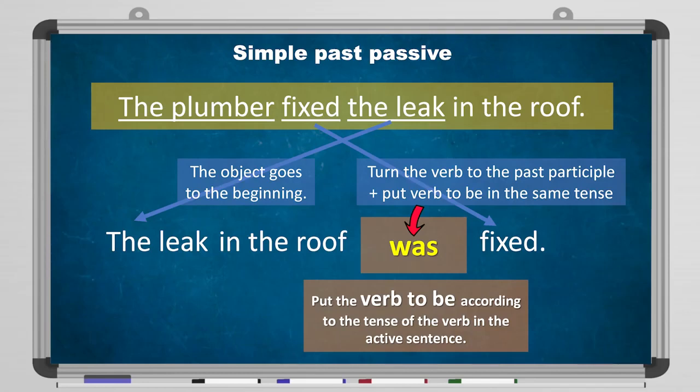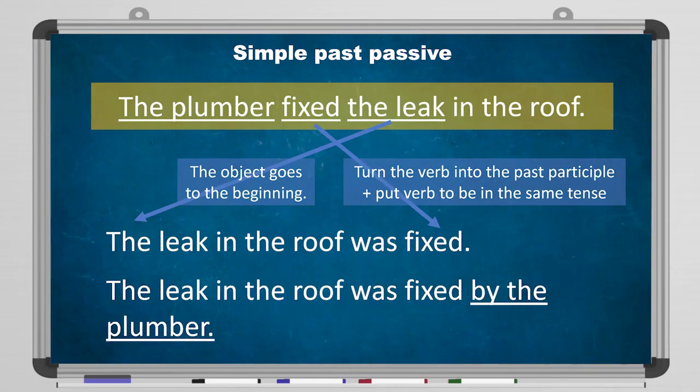Okay, we chose was because the verb in the active sentence was in the past. So I have to choose verb to be in the past suitable for the object. The object here is the leak. That's why I chose was. Is it important to mention the subject? I think yes. The leak in the roof was fixed by the plumber.